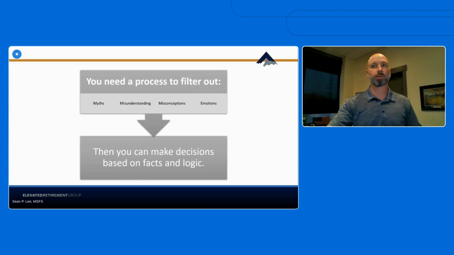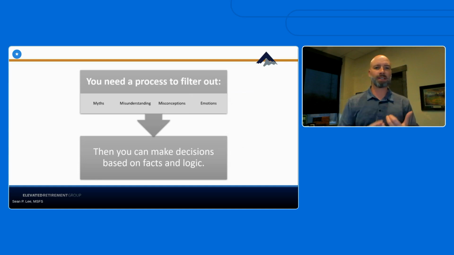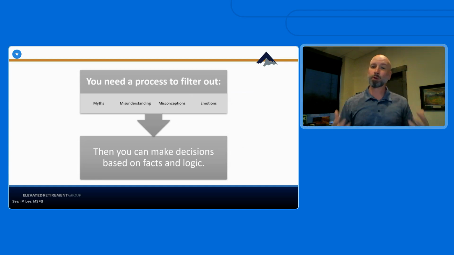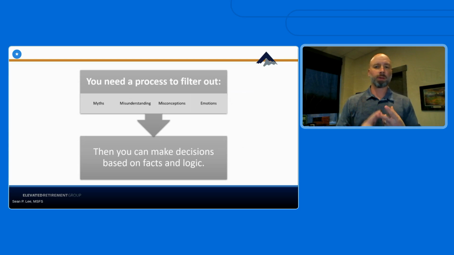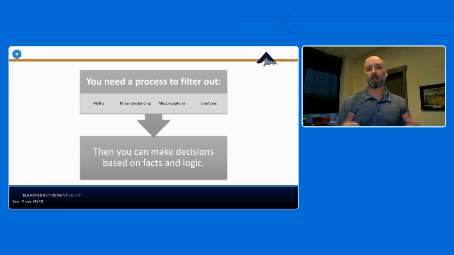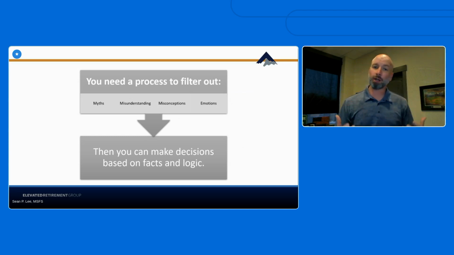So making sure that we have enough assets saved to get us through the storms outside of our retirement assets is extremely important. Now, what we're going to talk a little bit about is creating a process to filter out misconceptions, misunderstandings, and emotions. See, there's so much news out there, whether it's economical or political or social. You can go to the internet and you could Google an investment strategy and you'll get 8 billion hits in a matter of seconds. But a lot of people don't have a process to filter out myths, misconceptions, misunderstanding, and emotions to help you make decisions that are based on facts and logic when it comes to your retirement planning.